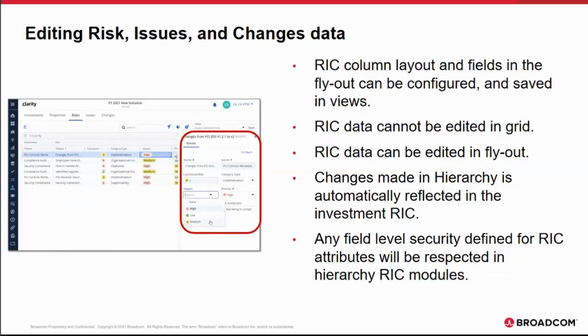The risk, issues, and changes data cannot be edited in the grid, it can only be edited in the flyout. I just wanted to clarify that you can make the changes, but only in the flyout, not in the grid. The changes made in the hierarchy are automatically reflected in the investments, and any field level security that is defined in the RIC attribute will automatically be reflected here, and the user will either be allowed or not allowed to make changes based on the field level security.